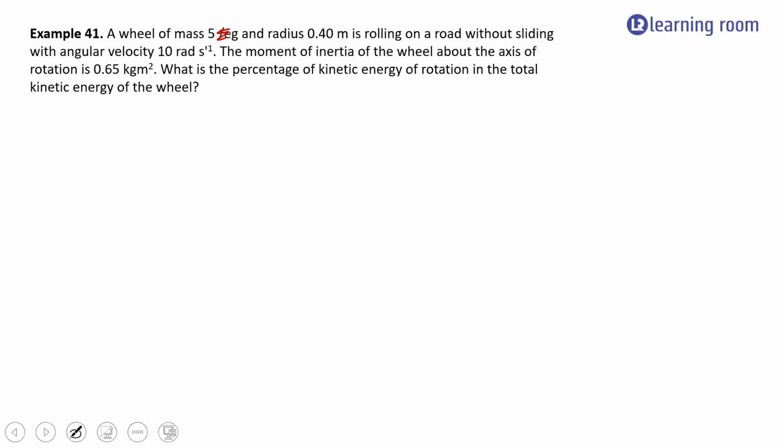A wheel of mass 5 kilogram and radius 0.4 meter is rolling on a road without sliding. Means it is in pure rolling. Rolling without sliding with angular velocity of 10 radians per second. The moment of inertia of the wheel about the axis of rotation is 0.65 kilogram meter square. What is the percentage of rotational kinetic energy in the total kinetic energy? So how much is it?